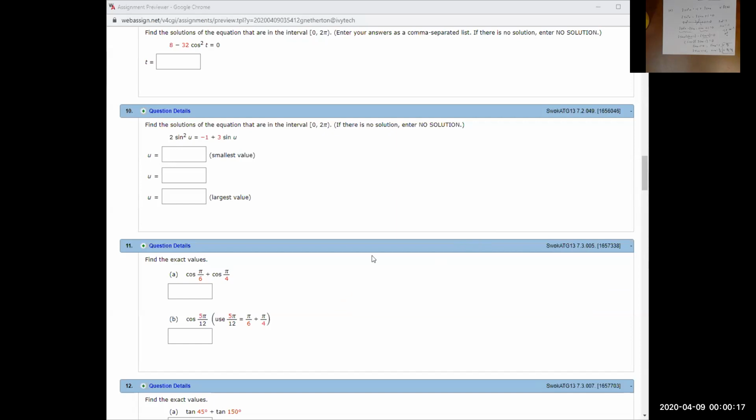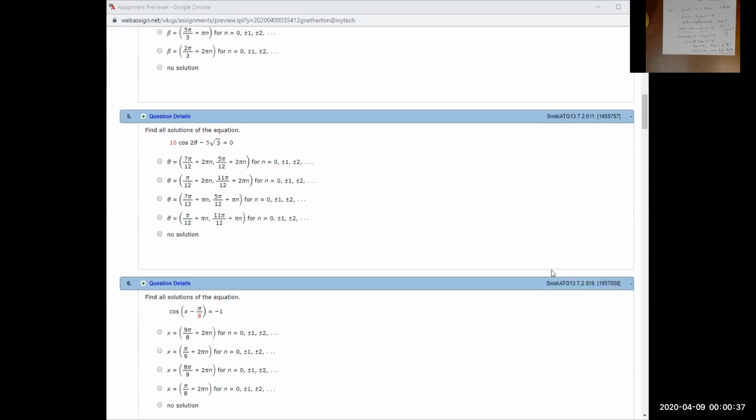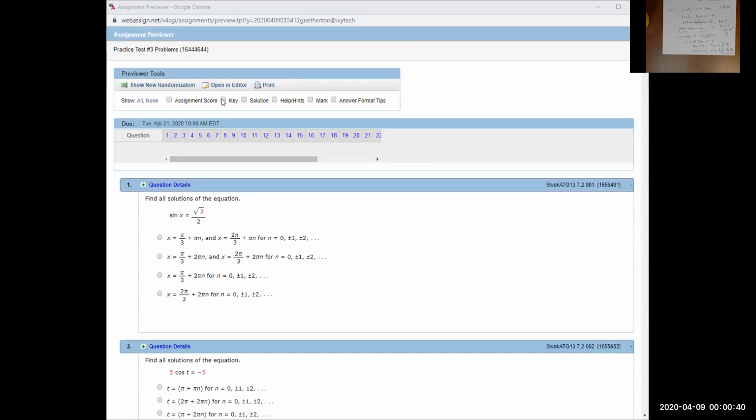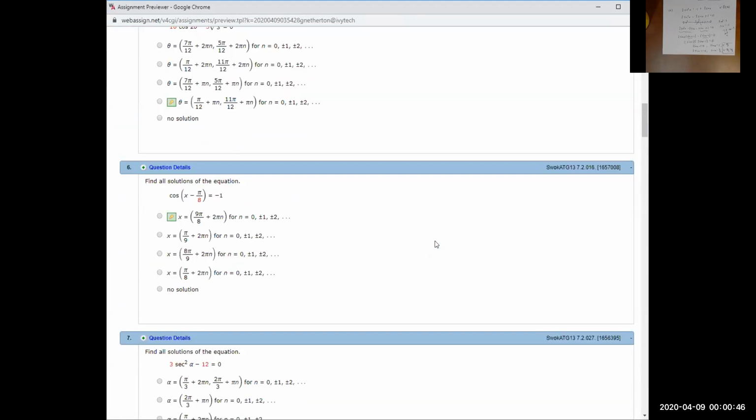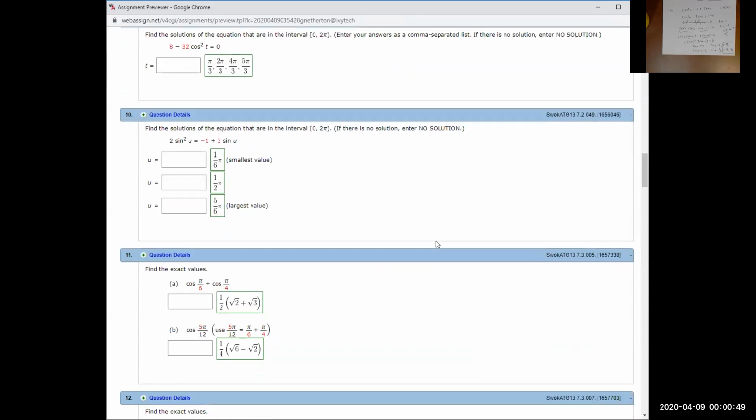So here, number 10, now it has this thing where it asks for the smallest, the largest, and the middle. So for us, the smallest one is pi over 6. So pi over 6 should be first. The middle one, it's pi over 2. And then the largest should be 5 pi over 6. So with that in mind, let's go see what the answers are. And hopefully, that's what we're going to have. So pi over 6, yeah, 1/6 times pi. 5 pi over 6 is the largest, and in the middle is pi over 2. So it looks like it is correct.